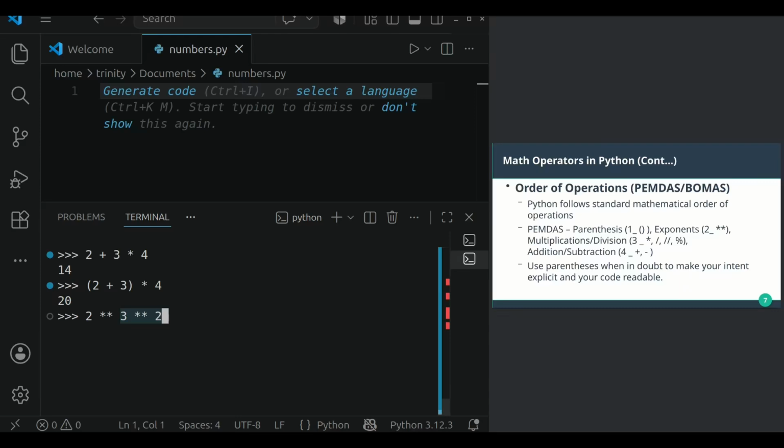Because exponentiation is right associative, it starts execution from the right, which is 3 exponential 2, which gives us 9, then it carries out 2 exponential 9. So if we execute this, it will give us 512.